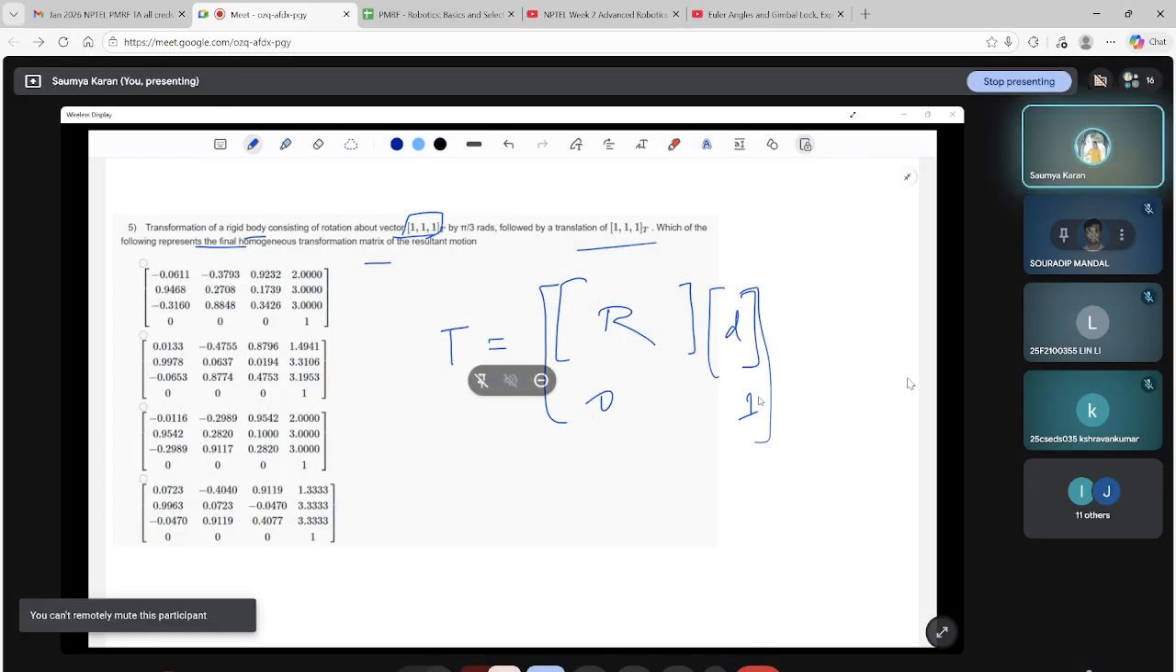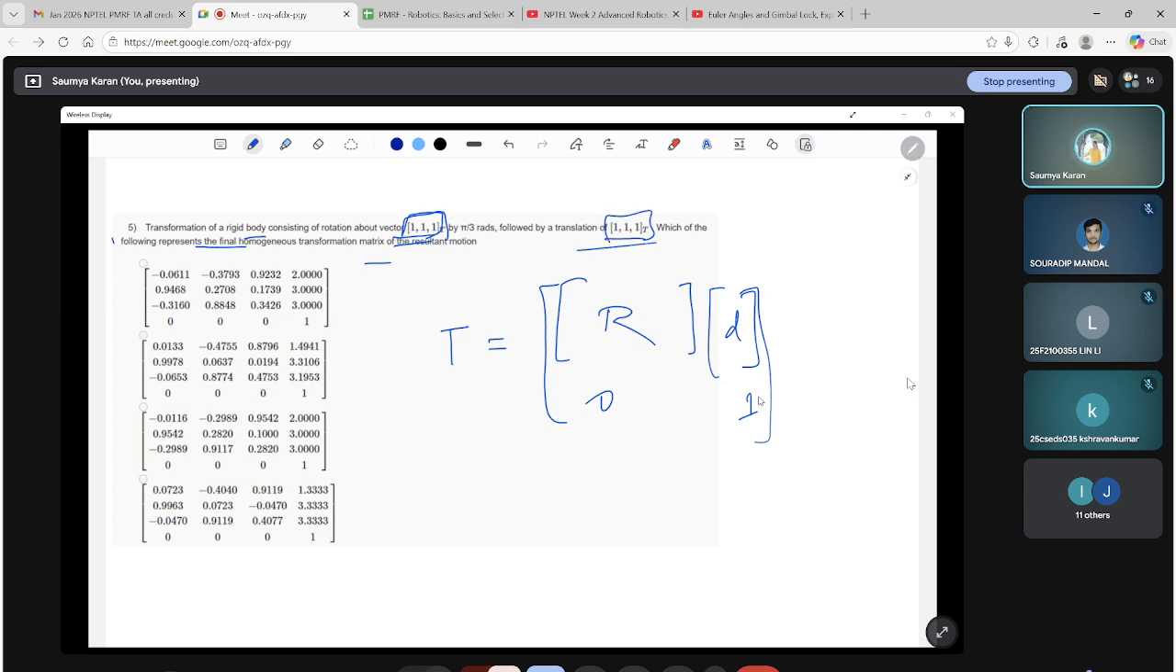So we want to have a rigid body transformation about this axis 1, 1, 1, and a translation also. So how do we do this? Any idea how we should go about this?